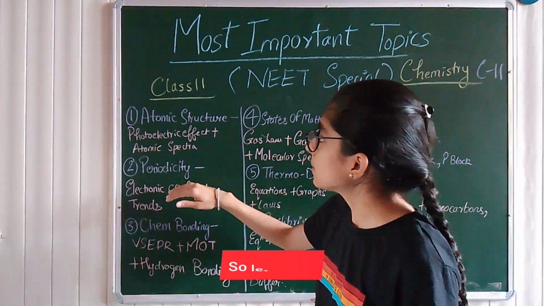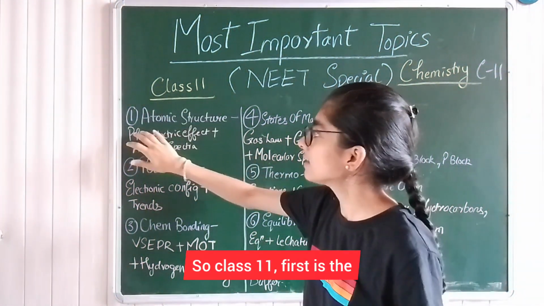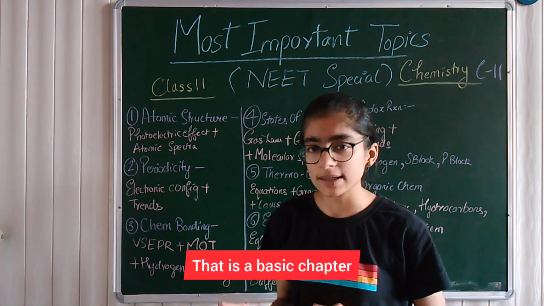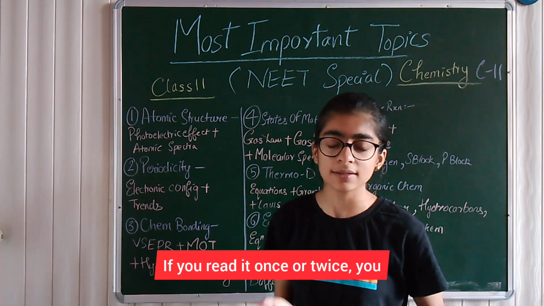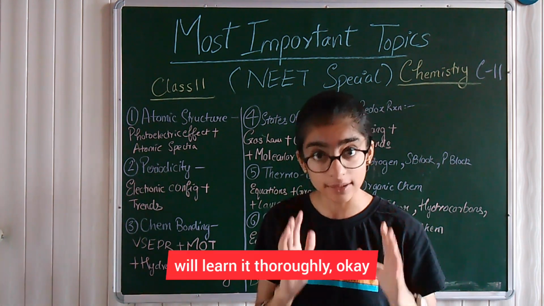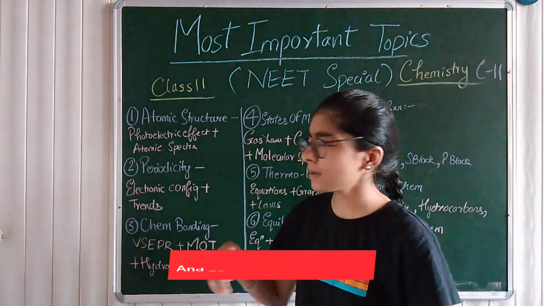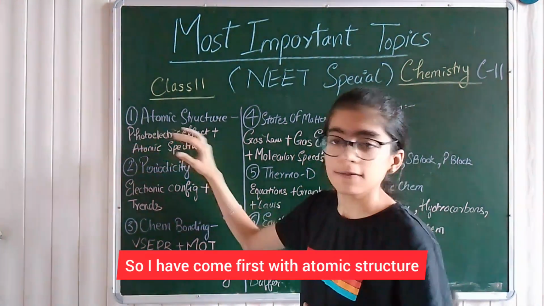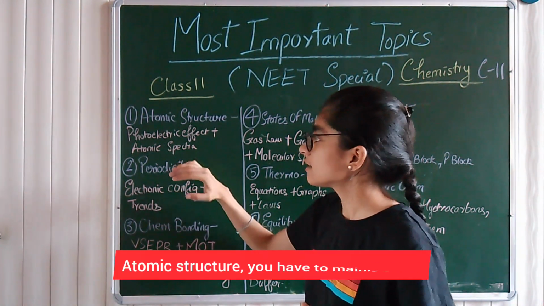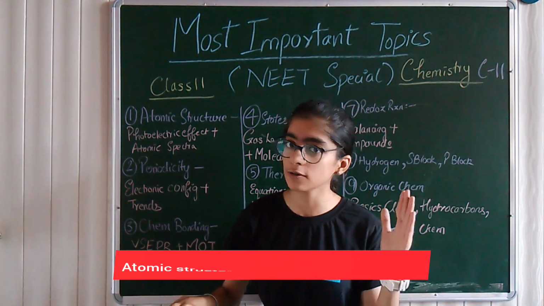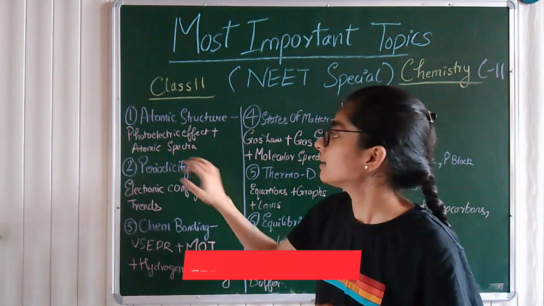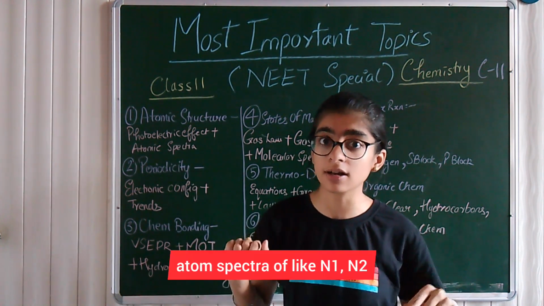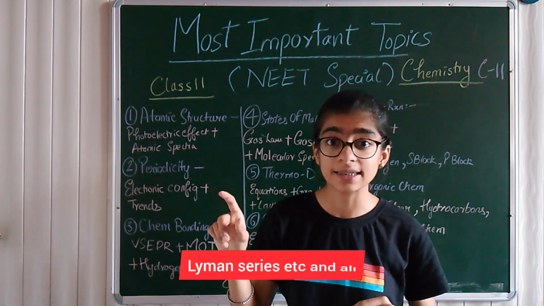Okay, let's start. Class 11, first is Some Basic Concepts of Chemistry. That is a basic chapter. If you read it once or twice, you will learn it thoroughly, and there is no need to focus on that chapter again and again. Next I have atomic structure. In atomic structure, you have to mainly focus on the photoelectric effect and the atomic spectra, that is the hydrogen atom spectra with n1, n2, the Lyman series, etc.